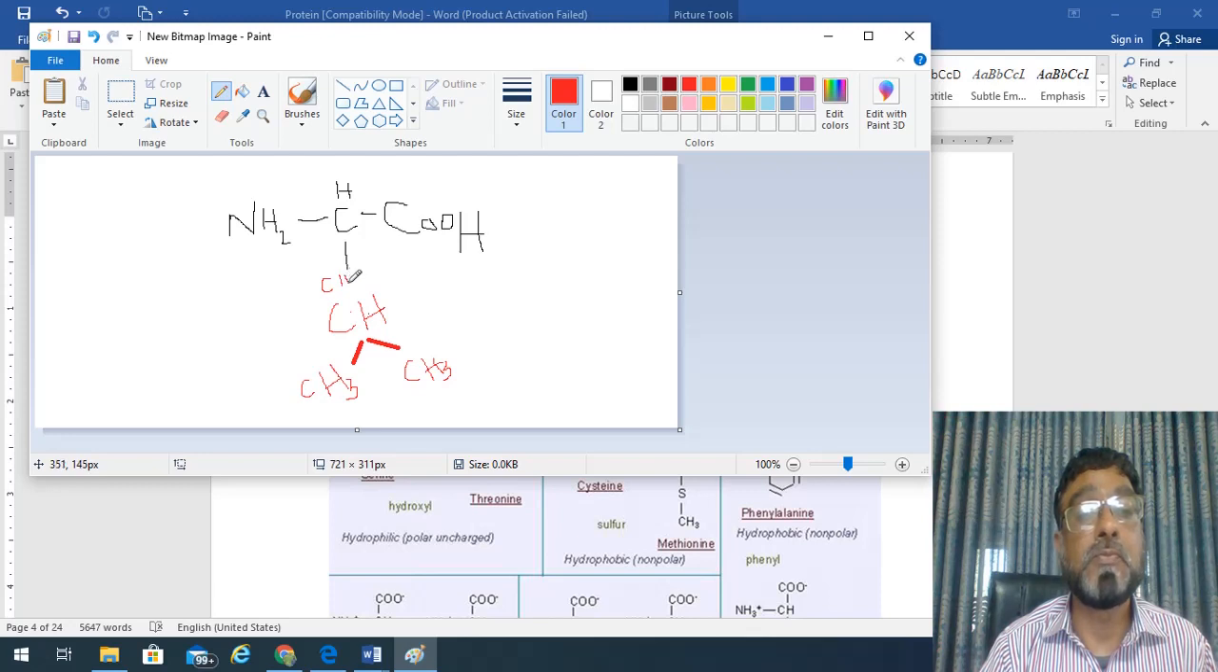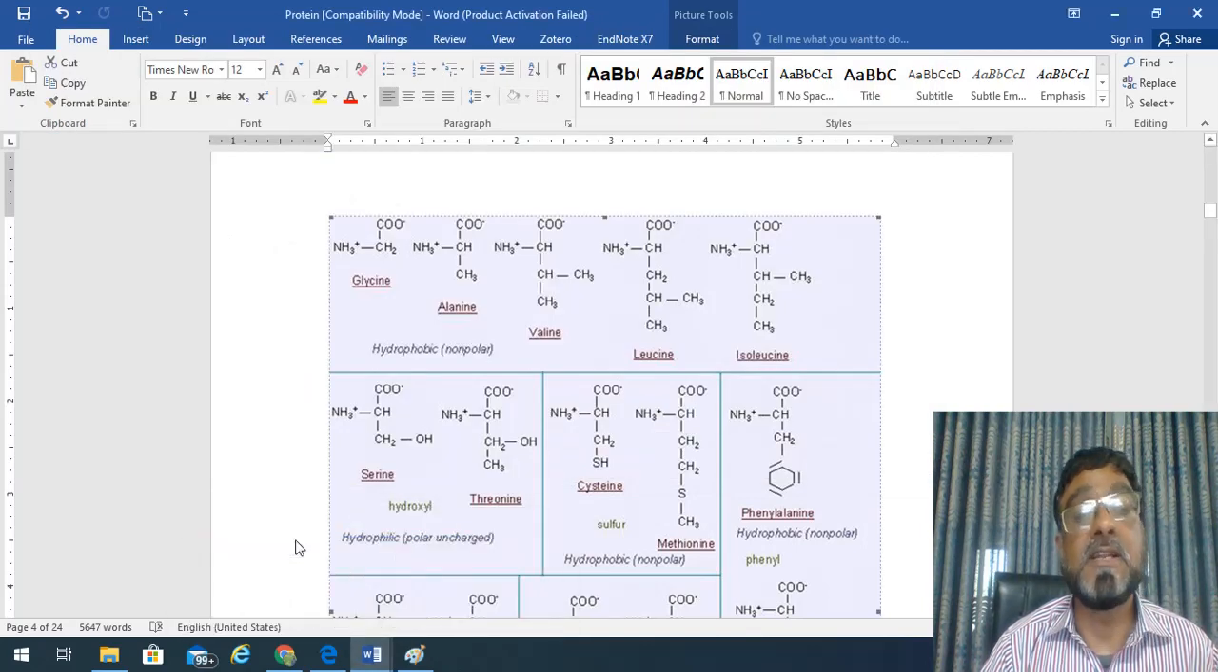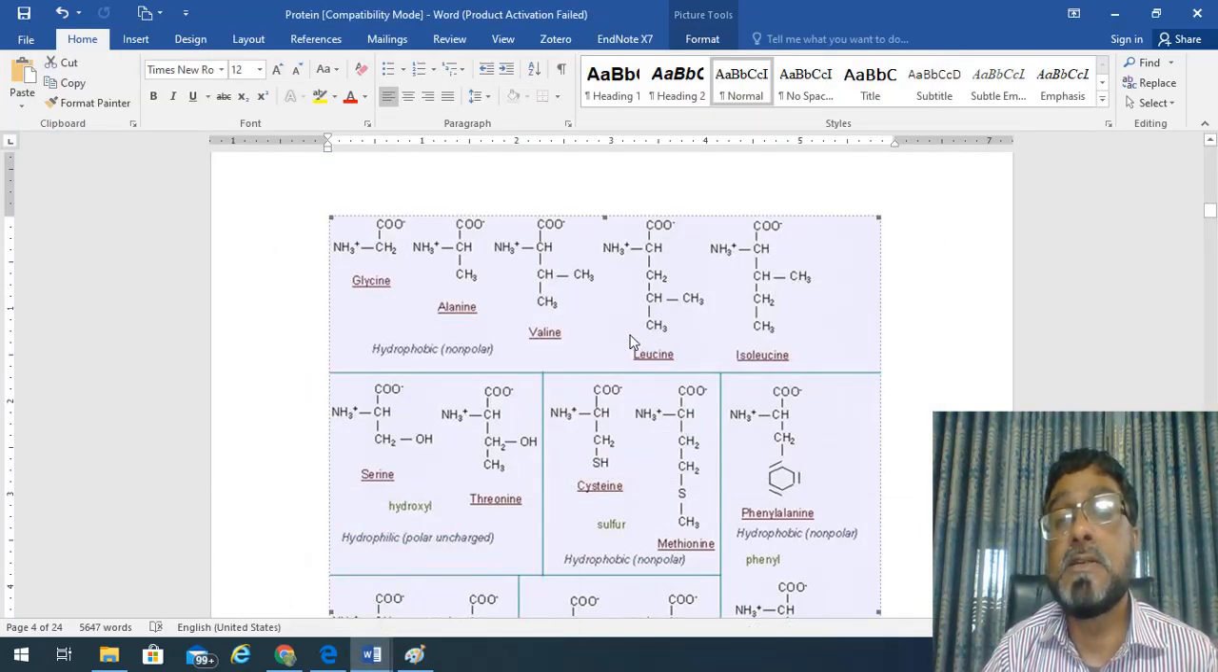CH2, right? So this is again the hydrophobic and non-polar leucine. Then same case, you can see here, this is also a branched chain. Valine, leucine, isoleucine. These are the examples for the branched chain amino acids. Same is the case with the isoleucine.